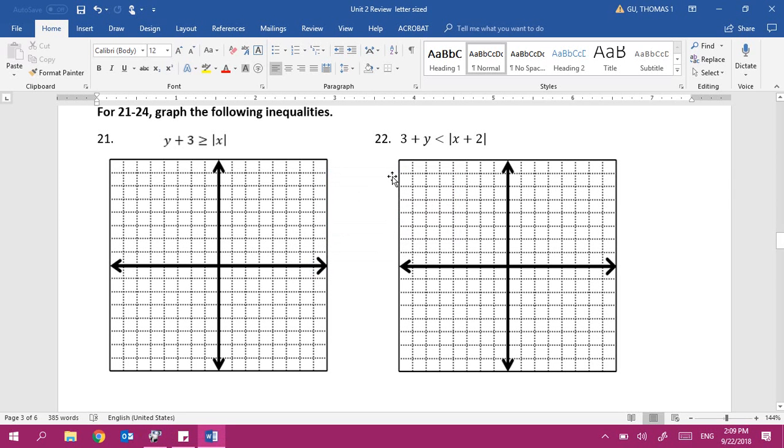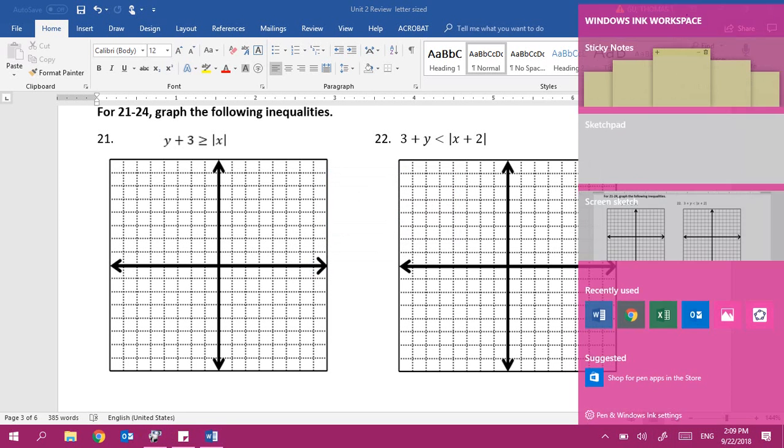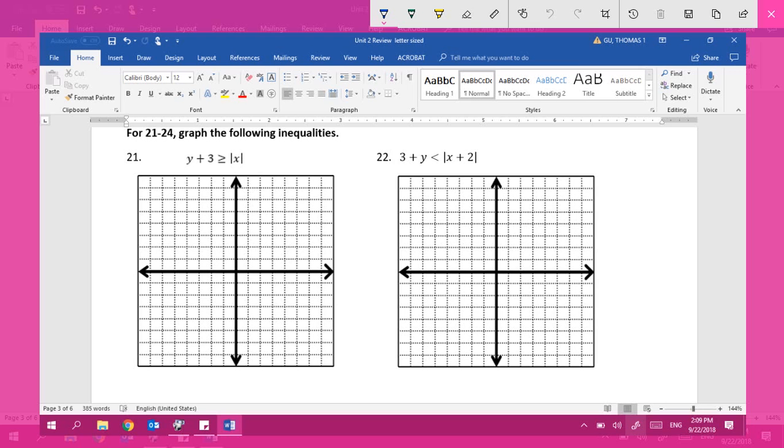Alright, 21 through 24 are graphing the following inequalities. So we need to get y by itself first. So what are we going to do? Subtract 3 from both sides, and that leaves me with y is greater than or equal to absolute value of x minus 3. Remember, the absolute value bars keep everything else outside, so you can't bring the negative 3 to the inside. Okay, so now we're just going to graph absolute value of x minus 3.